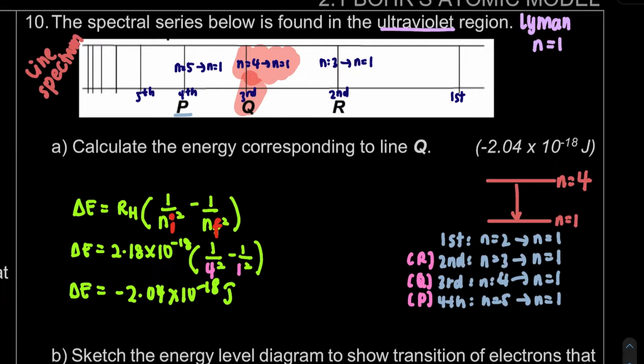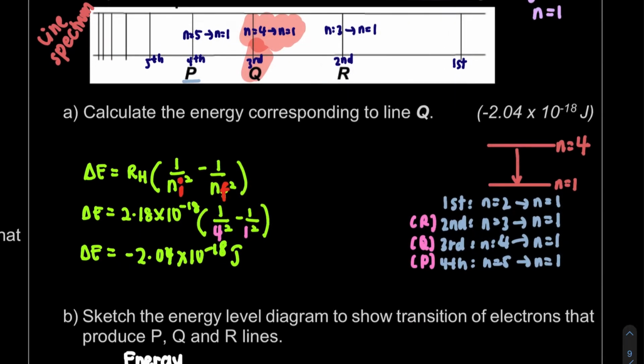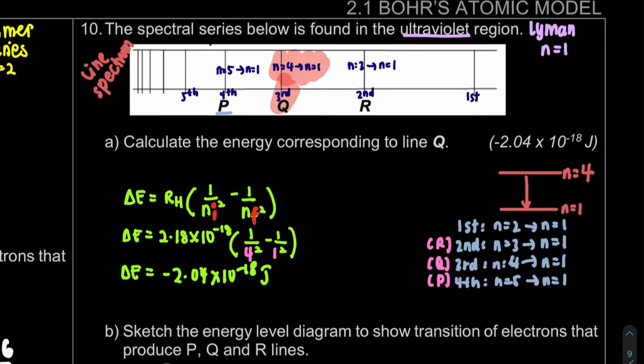Okay, so next is for B. Dia minta dekat sini, sketch the energy level diagram to show transition of electron that produce P, Q and R line. So kita dah tahu dah P tadi adalah fourth line when n equal to 5 turun n equal to 1. Q kita dah tahu third line when n equal to 4 turun n equal to 1. R kita tahu second line is when n equal to 3 turun ataupun will fall to n equal to 1. So we have written down. This one I believe kamu tiada masalah lah to determine the n tu.